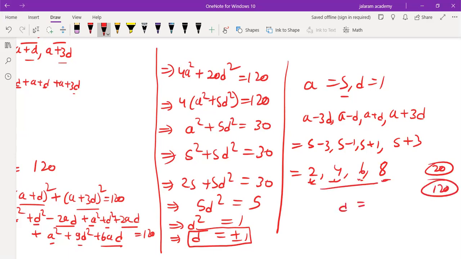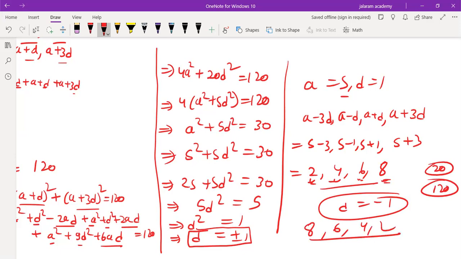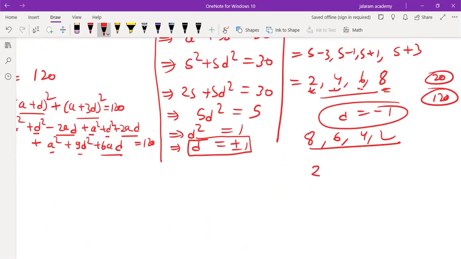Now if we take D equals minus 1, it will give the same result in decreasing order, 8, 6, 4, 2. Okay. So there is only one answer. We have to write the numbers only, not the series. So the numbers are 2, 4, 6, 8, which is the answer.